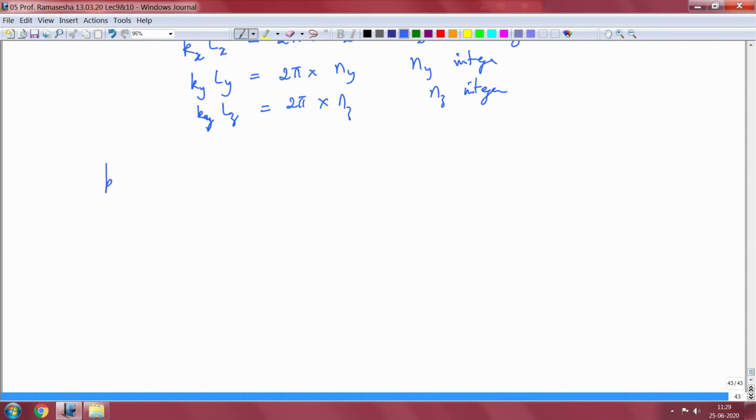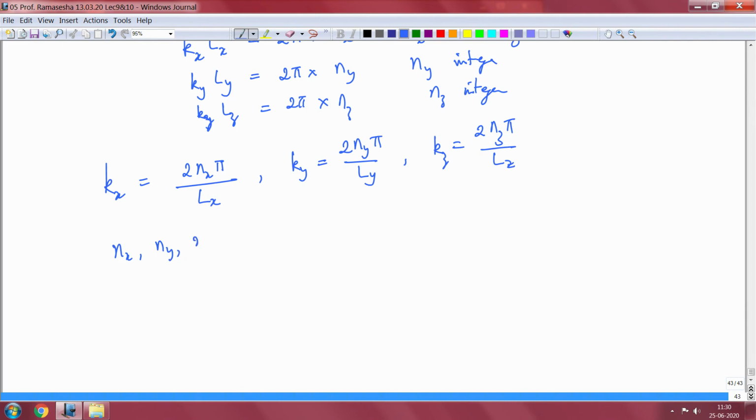And so kx can take values 2 nx pi divided by Lx, ky can take values 2 ny pi by Ly, and kz can take values 2 nz pi by Lz, and nx, ny, nz can take values 0, plus minus 1, plus minus 2, etc. So this is important, and the energies are of course given by h cross squared times (kx squared plus ky squared plus kz squared) by 2m.